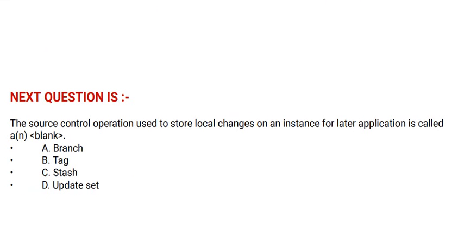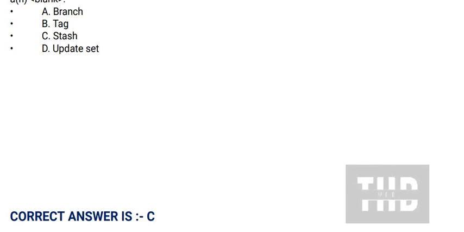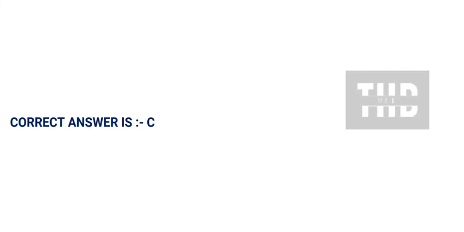Next question is, the source control operation used to store local changes on an instance for later application is called: option A, branch, option B, tag, option C, stash, and option D, update set. And the correct answer is option C.